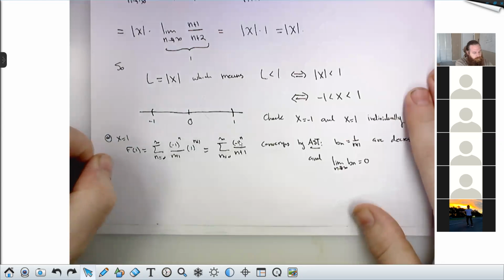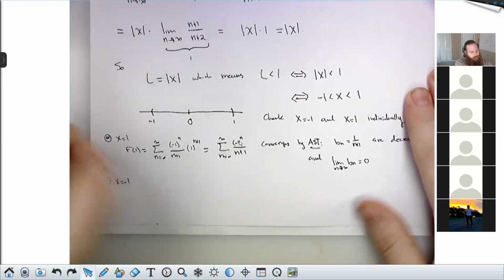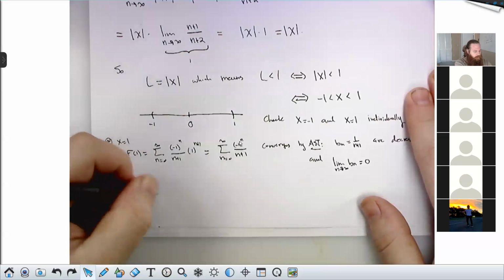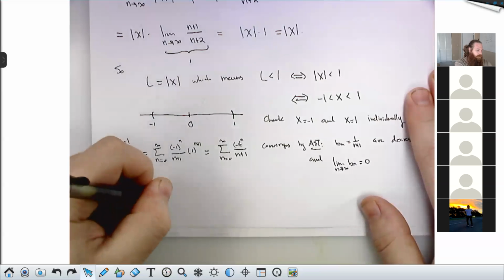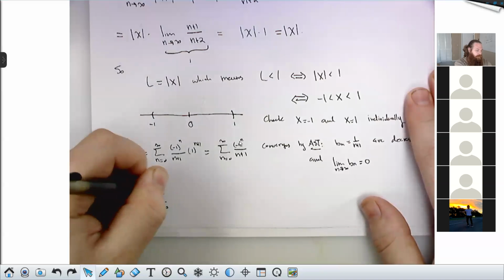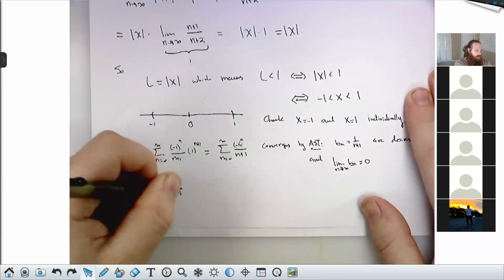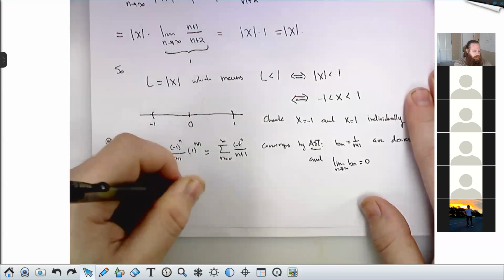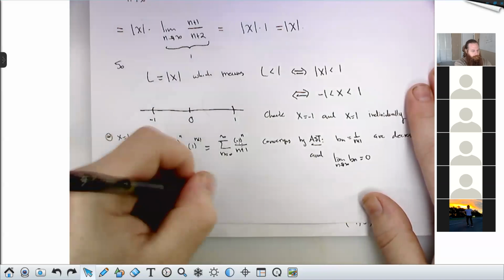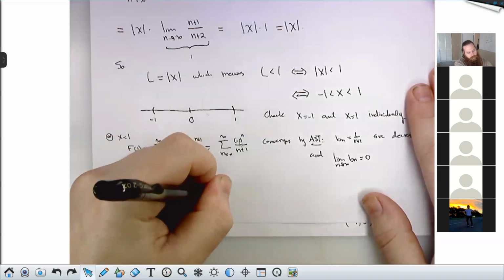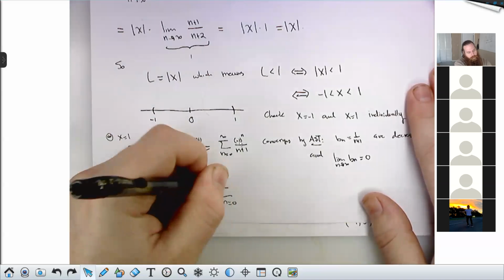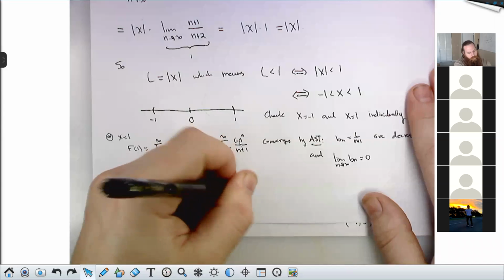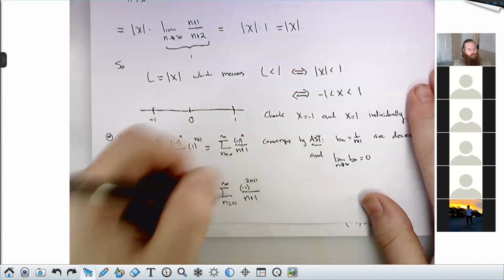What about at x equals negative 1? If I plug negative 1 into my series, I have sigma n from 0 to infinity, negative 1 to the n over n plus 1 times negative 1 to the n plus 1. Negative 1 to the n times negative 1 to the n plus 1 is negative 1 to the 2n plus 1. So this is what I get.